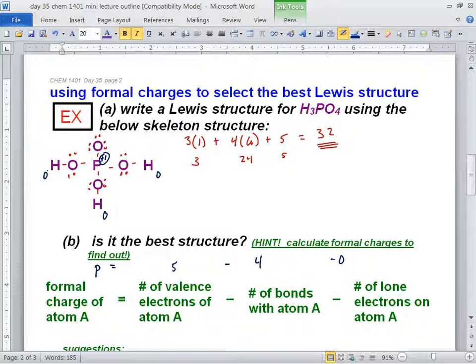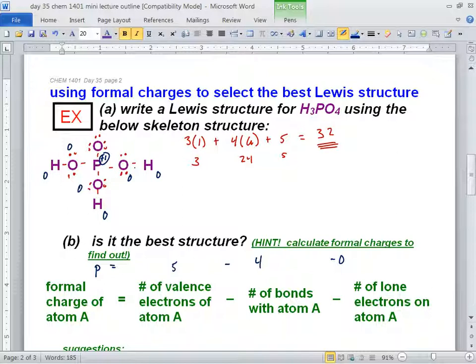Rebecca, how did you get a formal charge for one of these oxygens with an H on it? How would you get it? Right? Number of valence. Valence on oxygen is 6 minus the number of bonds. What's the number of bonds with this? 2. So right now we have 6 minus 2 minus the number of lone electrons. The number of lone electrons is 4. So 6 minus 2 minus 4 is 0. So all those guys should be zeros.